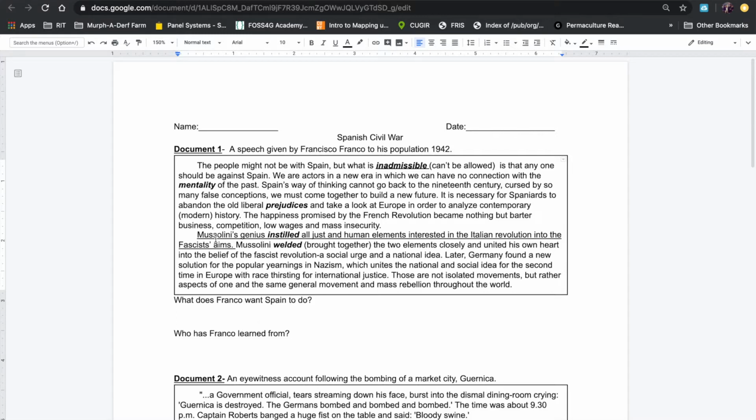Who is Franco learning from? We saw in the first sentence of the second paragraph, Mussolini's genius. So he's learning about Mussolini. But then he goes on to talk about Germany. Germany found a new solution for the popular yearnings of Nazism. If he's saying this is a solution, again, that's a compliment. He's not saying, oh, those Nazis, they're a problem. He's saying, look at what those Nazis did. They found a solution, right?